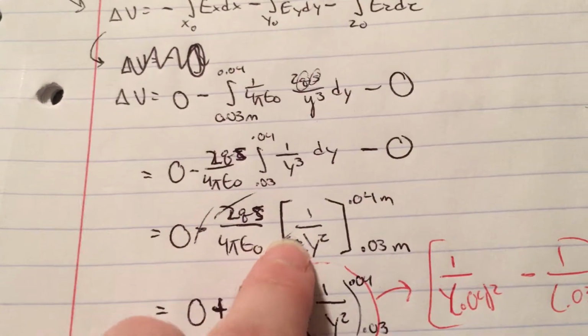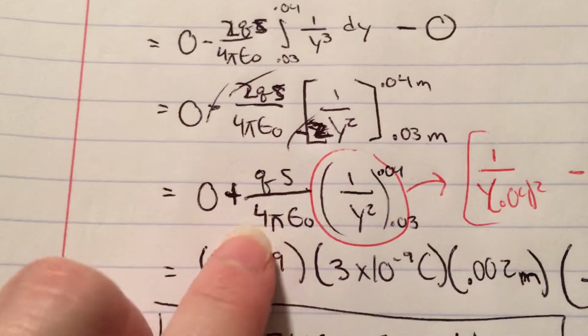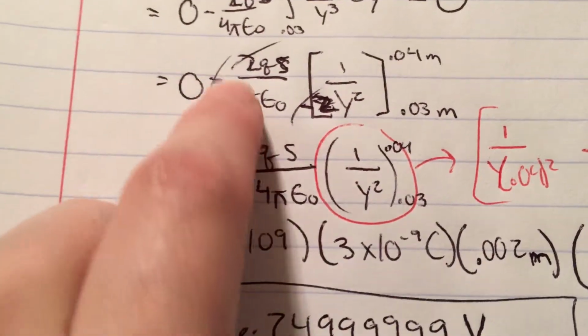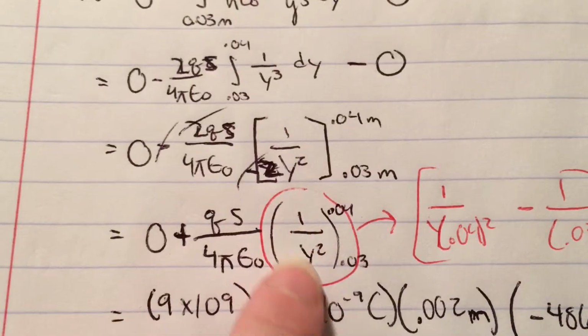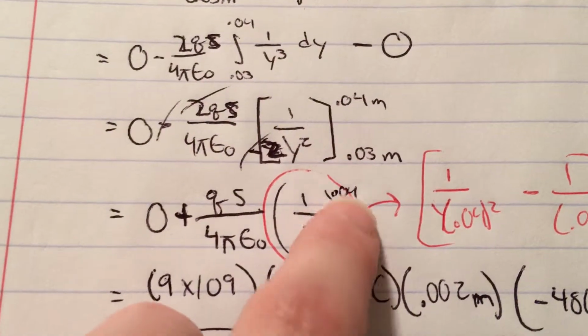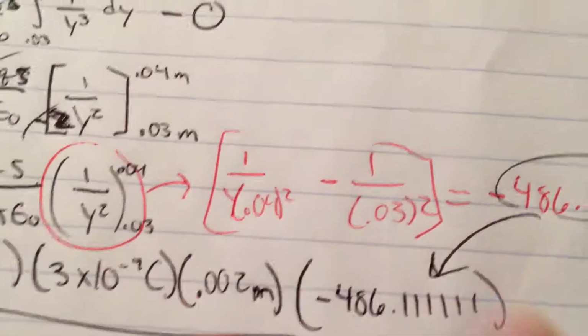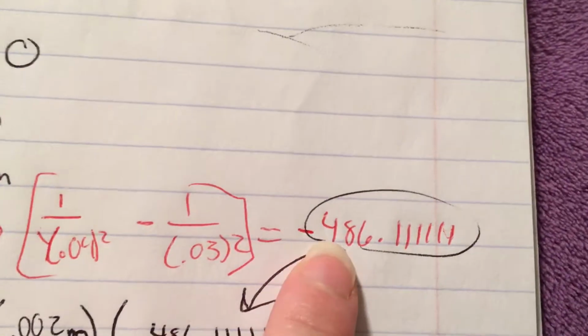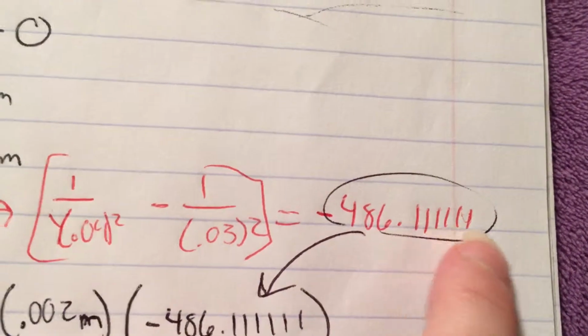My negative 2's will cancel, so that will leave me with qs over 4 pi epsilon naught, and now this is positive because my negatives canceled out, 1 over y squared, which I'm going to have to integrate from 0.03 to 0.04. So whenever I plug these values in over here, I'm going to get negative 486.111111. You know the deal.